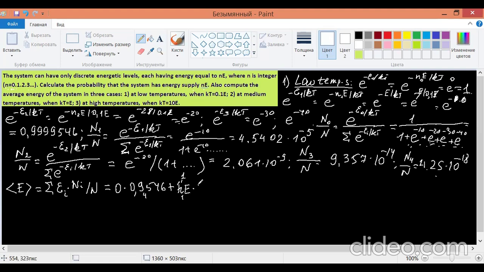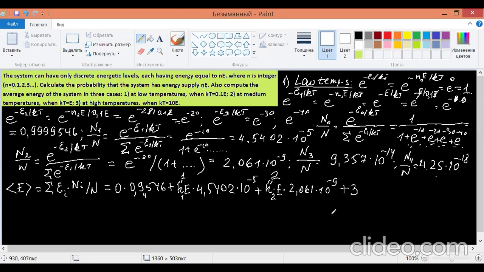Is equal to 4.5002 times 10 raised to minus 5. Okay. Now we do the same with the next level. It's n times n sub 2 times E, times this one, I guess. It's 2.061 times 10 raised to minus 9, and n sub 2 is equal to 2, right?